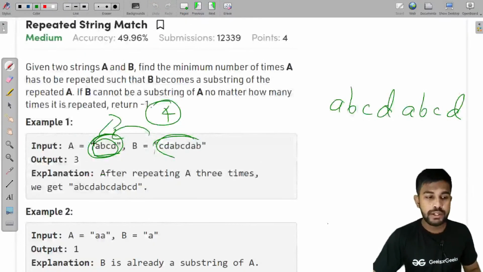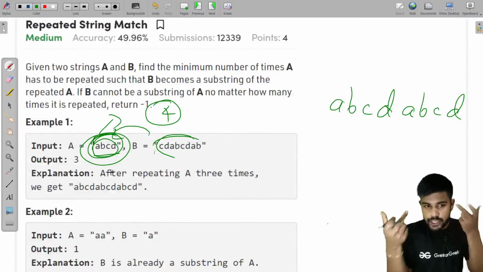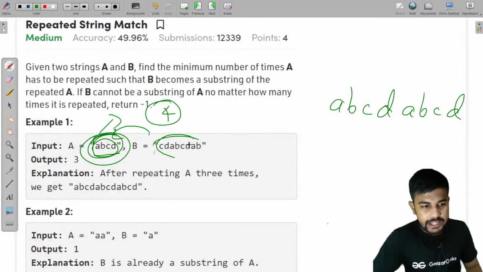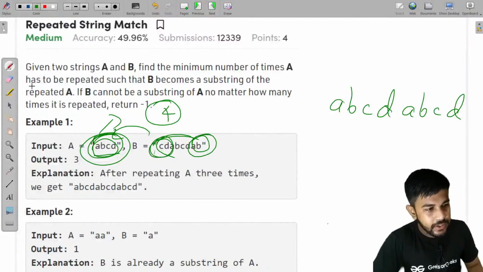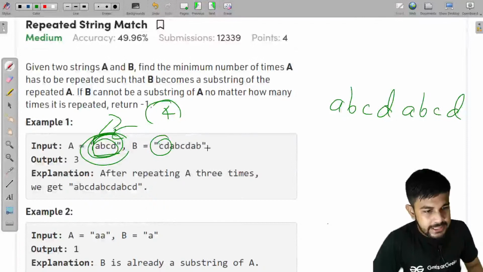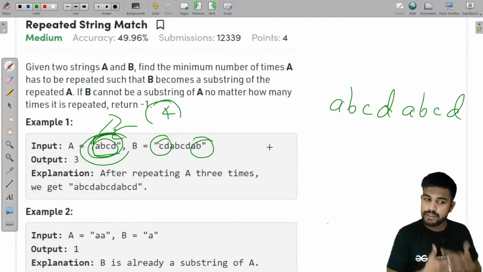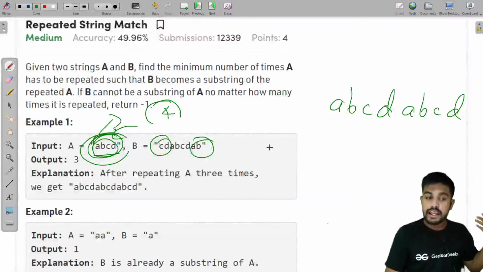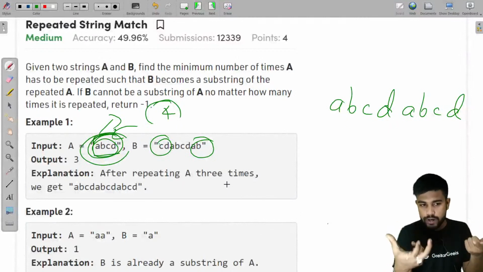We are counting how many times ABCD is required, but the half of ABCD might also be present, like here only. AB is present and CD is needed. These two parts, A, B and C, D, are needed. So can this case be implied also? This case can also exist. That's why we might need one more, to cover this.